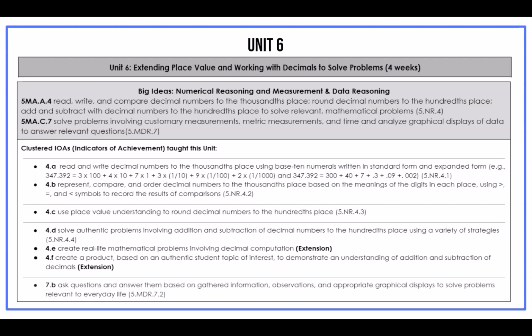In Unit 6, students extend their understanding of the place value of numbers to include decimals through the thousands place. Then, students use their understanding of place value to locate, compare, and order decimals to the thousands place. Students will use place value reasoning to round decimals to the tenths and hundredths places. Lastly, students will extend their understanding of whole number operations work to add and subtract decimals, utilizing familiar representations, strategies based on place value, and properties of operations. Students will continue to ask questions and answer them based on gathered information, observations, and appropriate graphical displays to solve problems relevant to everyday life.